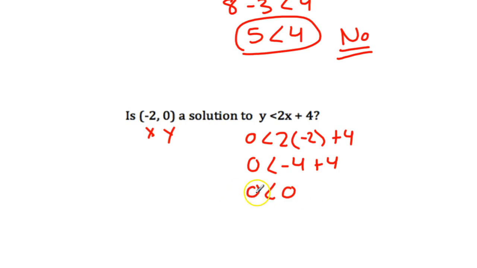Is 0 less than 0? No, it is not. No. If this had a little line under it and it was less than or equal, then it would be true, but it's just less than, so the answer is no.